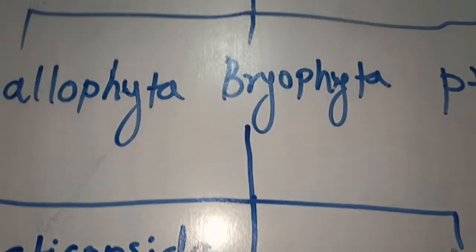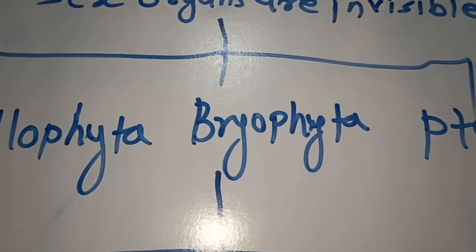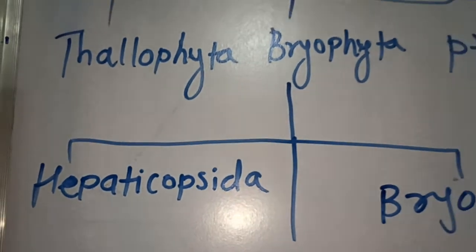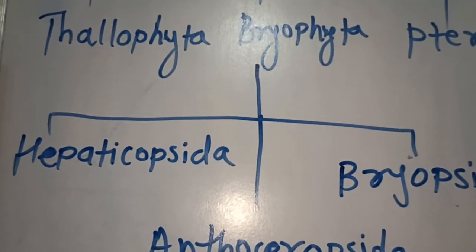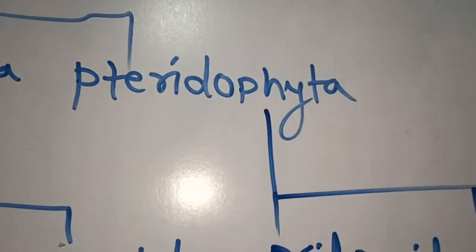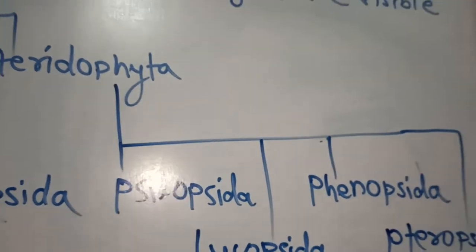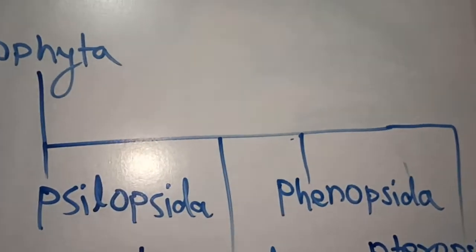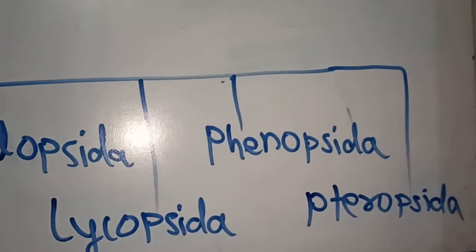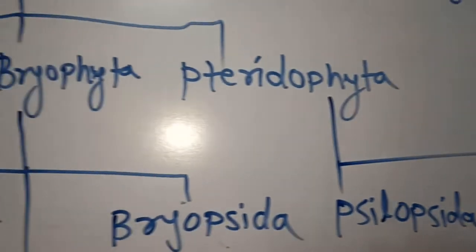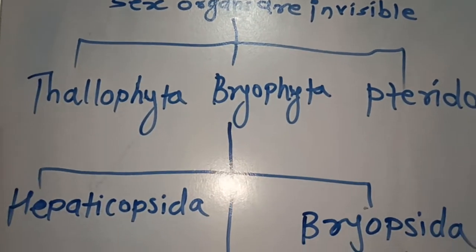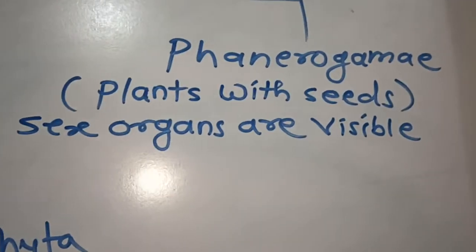Now let's see the Bryophyta subdivision, in which there are three further subdivisions: Hepaticopsida, Anthoceropsida and Bryopsida. In the Pteridophyta subdivision, there are four subdivisions: Coelopsida, Sphenopsida, Lycopsida and Pteropsida. We are going to see each and every division and subdivision with examples in the upcoming videos.